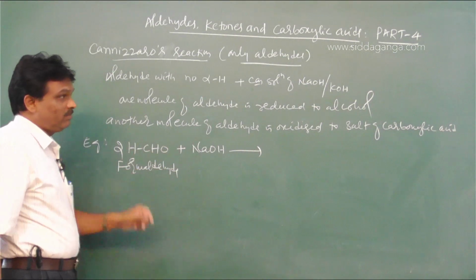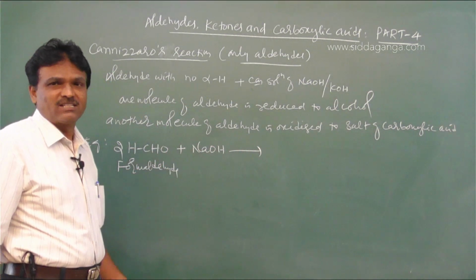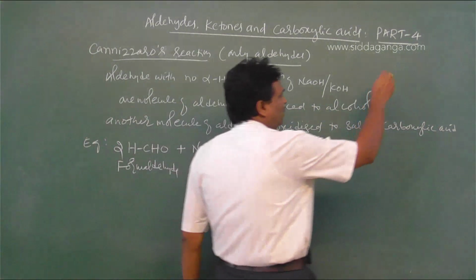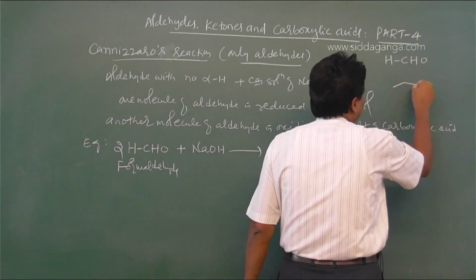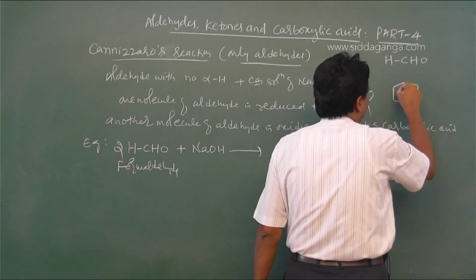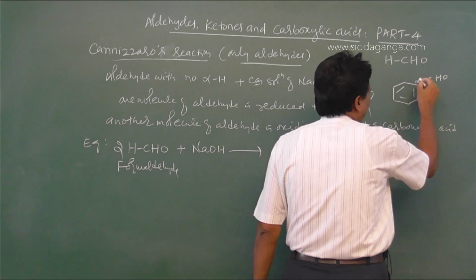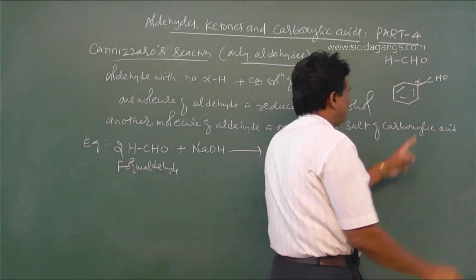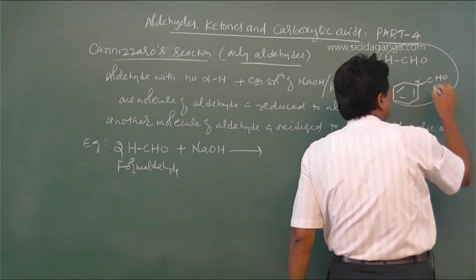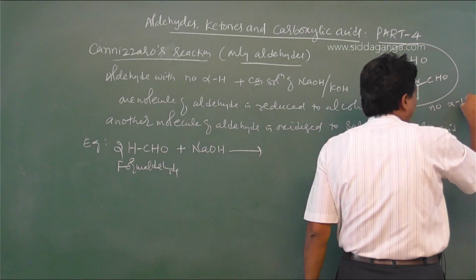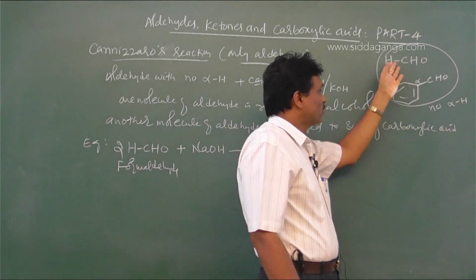So formaldehyde does not contain alpha hydrogen. HCHO, then C6H5CHO. This is the alpha carbon. So here, no alpha hydrogen. So in both cases, no alpha hydrogen. ಇಲ್ಲಿ ಕೂಡ ಆಲ್ಫಾ ಕಾರ್ಬನ್ ಇಲ್ಲ ಅಂದಮೇಲೆ ಆಲ್ಫಾ ಹೈಡ್ರೋಜನ್ ಪ್ರಶ್ನೆ ಬರಲ್ಲ.